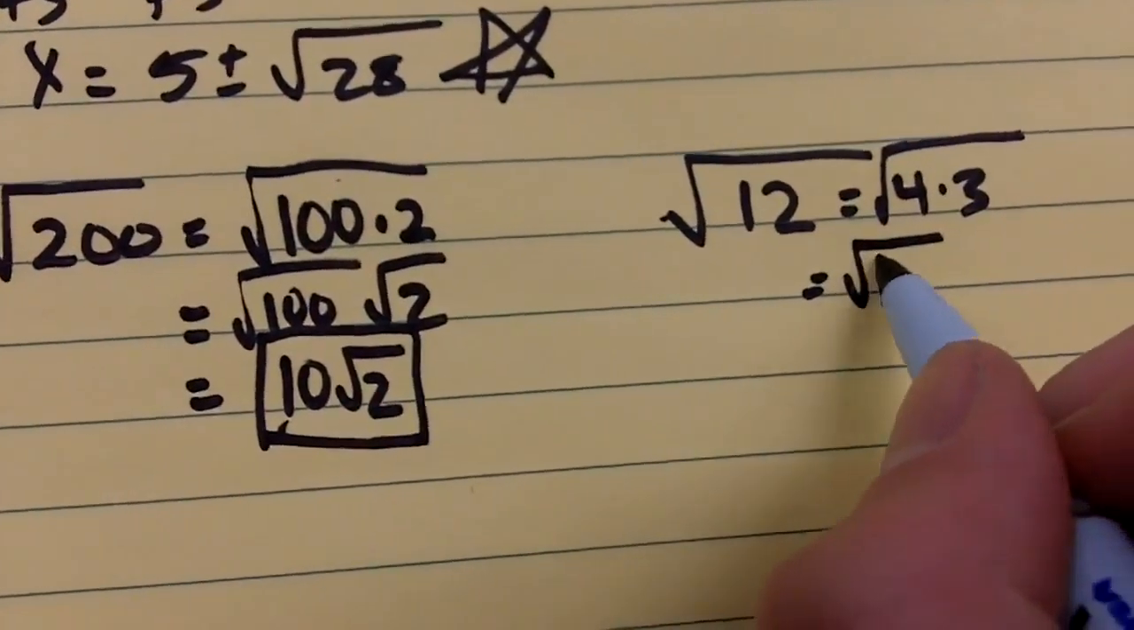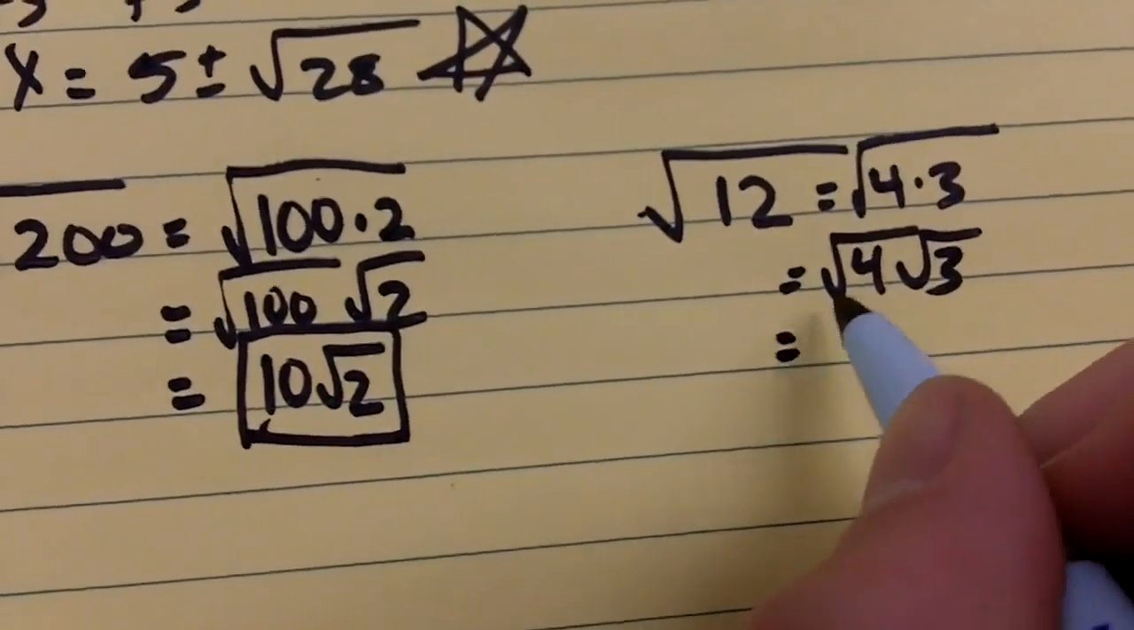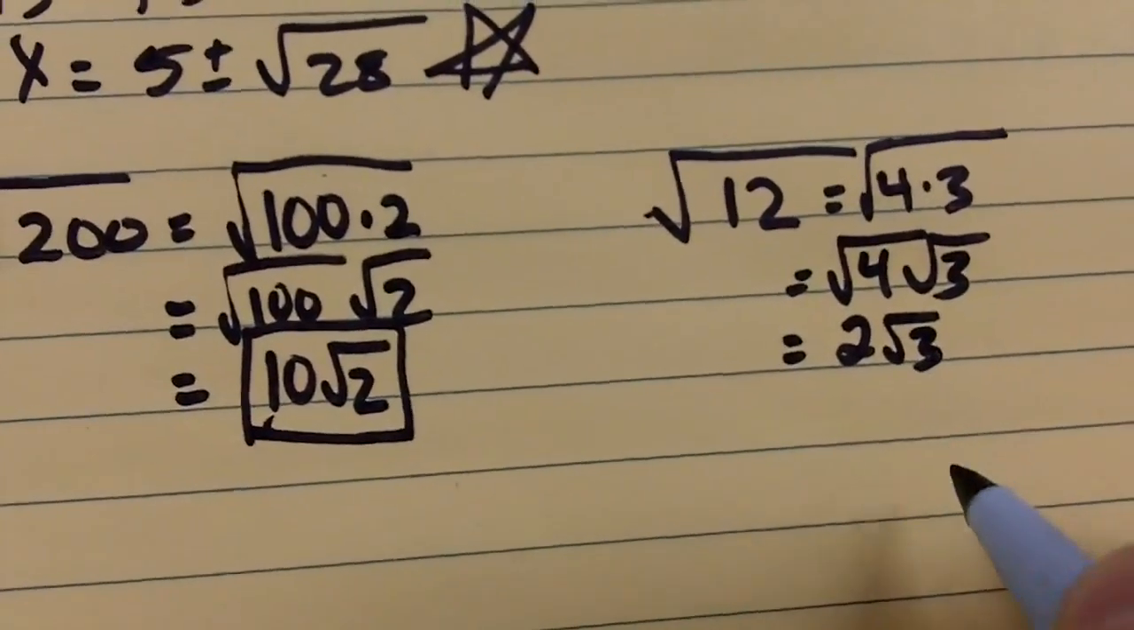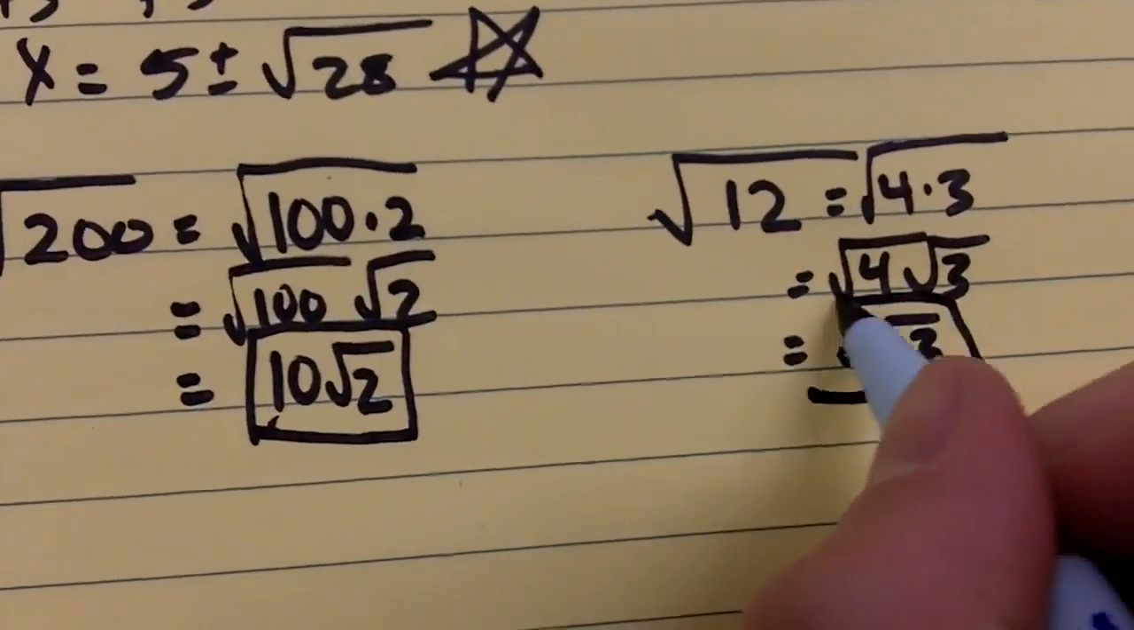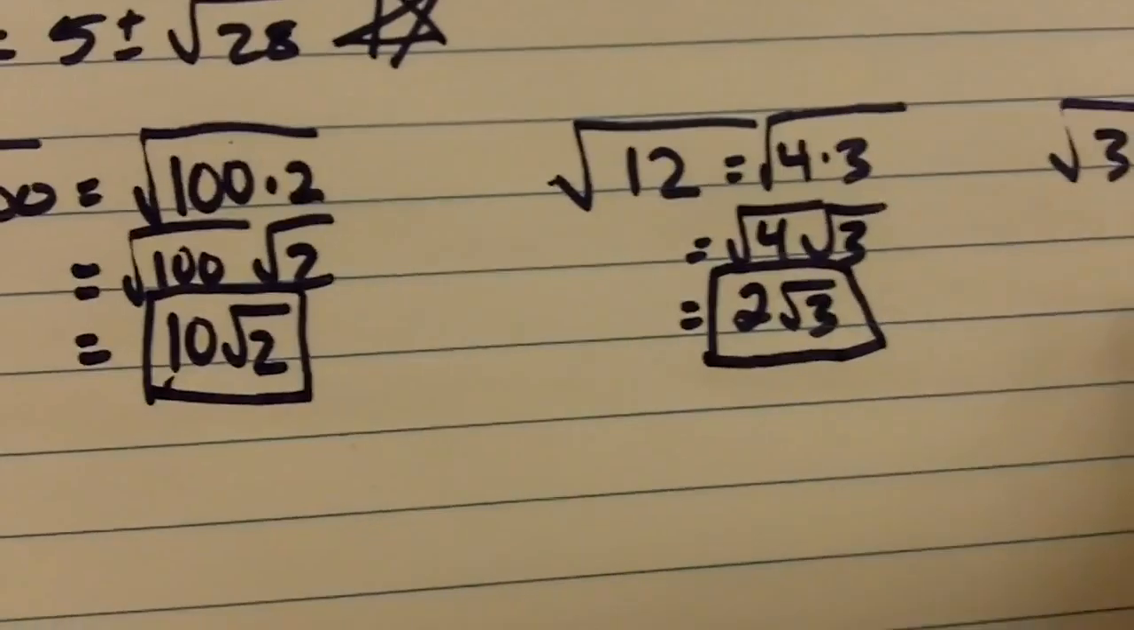So all I can do is split up my radical. Radical 4 times radical 3. Radical 4 is 2, so it's 2 times radical 3. Simplified? Yes, because 3 cannot be simplified anymore. There are no more perfect squares to go into 3.